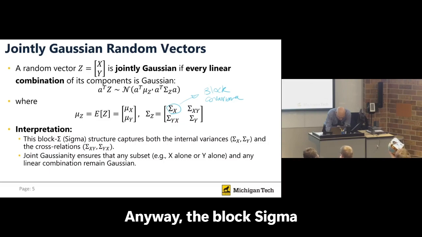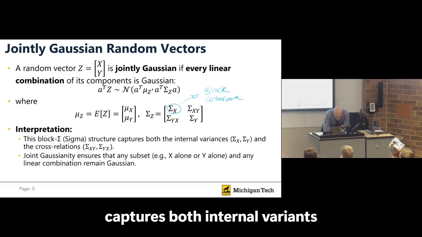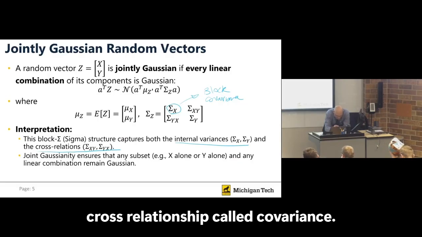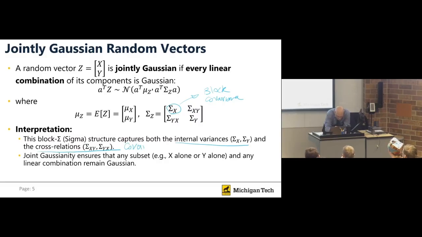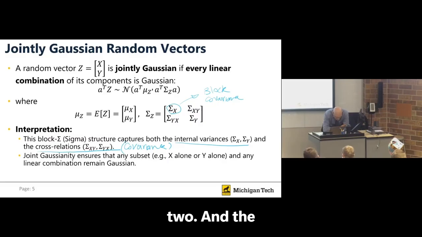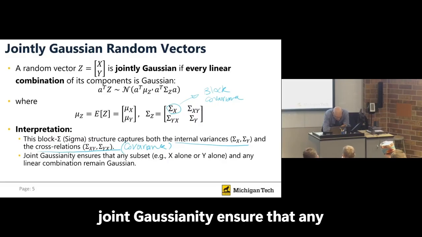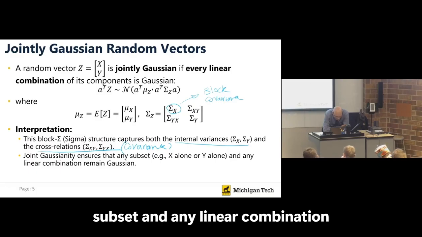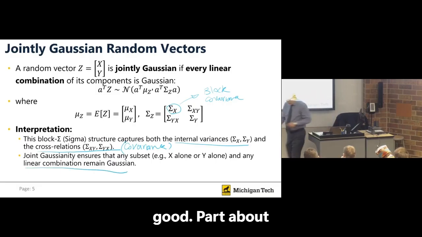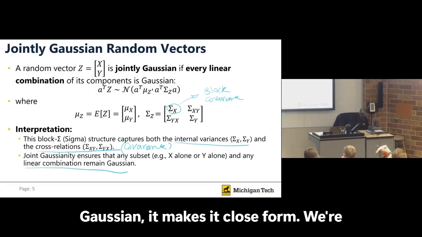Anyway, the block sigma captures both internal variance and cross relationship. This cross relationship is called covariance, that's showing correlation between these two. And the joint Gaussianity ensures that any subset and any linear combination remain Gaussian. This is the good part about Gaussian. It makes a closed form.